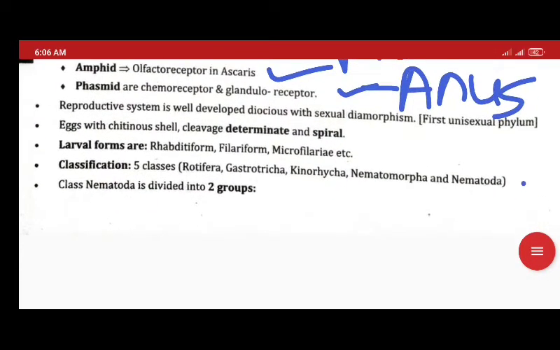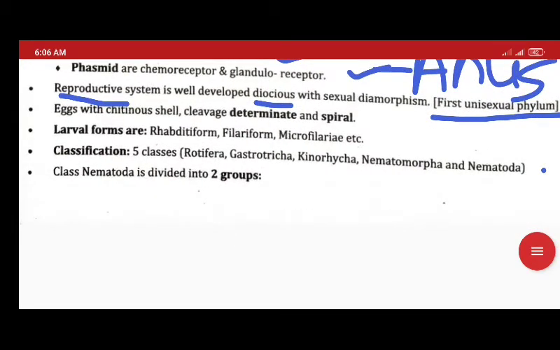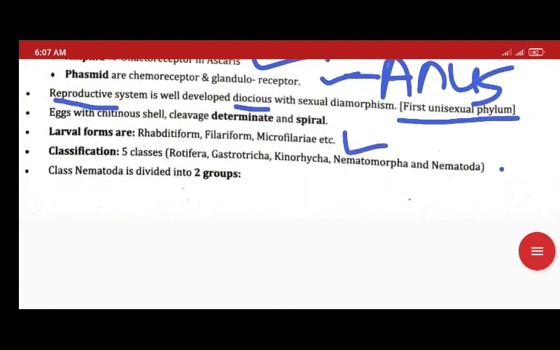The reproductive system is well developed and dioecious. Dioecious means the first unisexual phylum, where male and female are different, not hermaphrodite. Before, animals were hermaphrodite, and only the blood fluke, Schistosoma, was unisexual. Now the development is indirect.